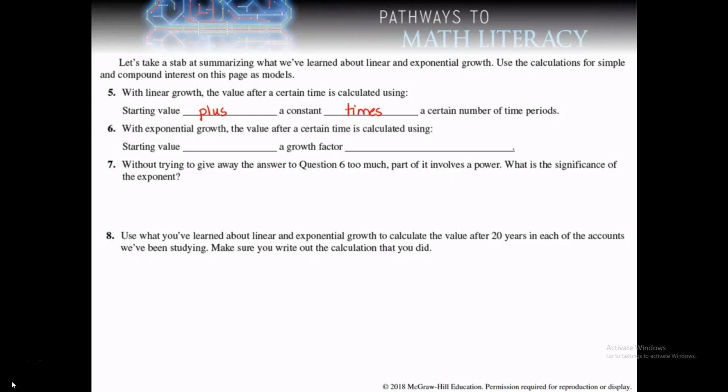In 6, with exponential growth, the value after a certain time is calculated using. Well, with that one, we have a starting value, and then we're trying to add the same percentage every time. And for that, we actually need to multiply times a growth factor. So we end up with a starting value times that growth factor, and then we have to take the growth factor to a power, so the growth factor raised to an exponent or to a power.